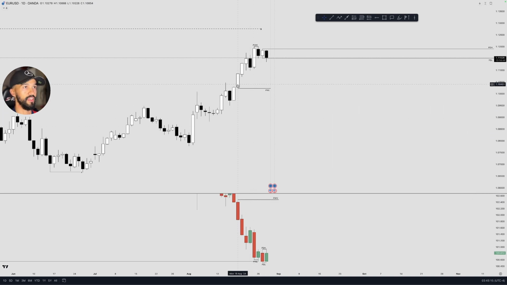Of course, further down within the discount of this daily leg, we still have imbalances, right, as we do here on DXY as well. So maybe in the future price could be drawn towards those discounts. So let's go down to the 4 hour and see what that's showing us.